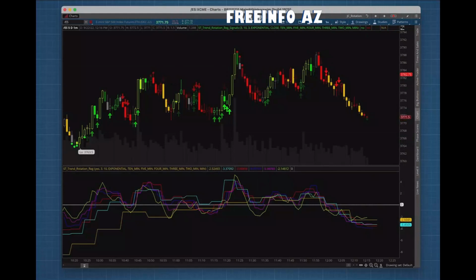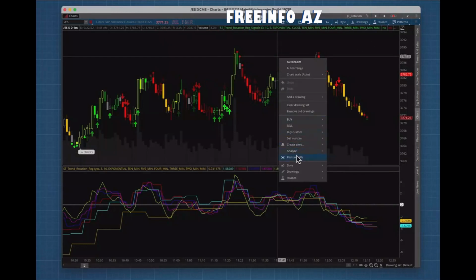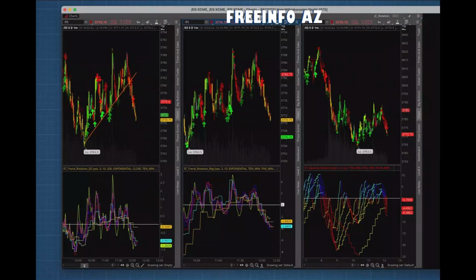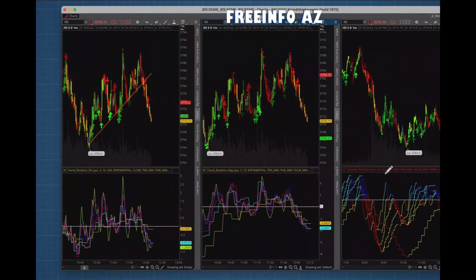Yep, indicators available on Thinkorswim and TradingView. Class indicators are on the screen. That is correct. I can show them to you all at once if you want to see all 3 at the same time.